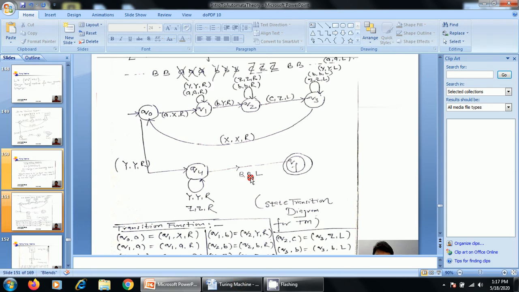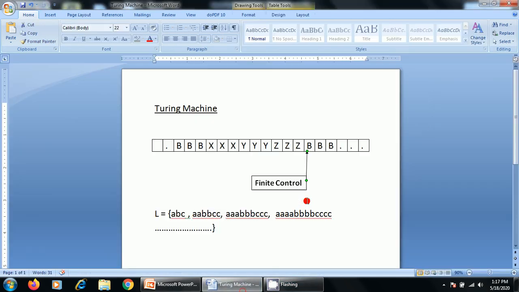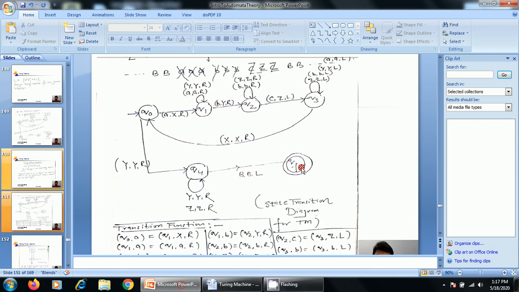If there is a blank, keep it blank and move left. And now this will decide that from this position to this position there are only 3 a's, 3 b's and 3 c's, all a's followed by all b's and all b's followed by all c's, with an equal number of a, b and c. So the string with 3 a's, 3 b's, 3 c's is accepted by this machine.